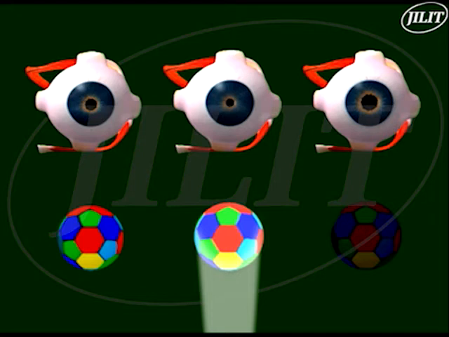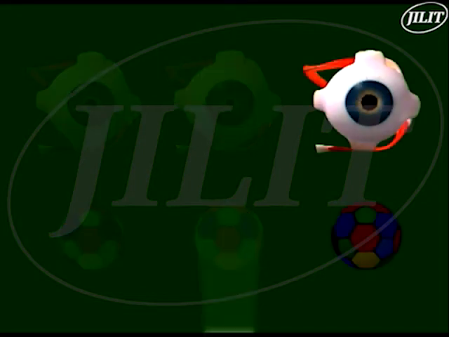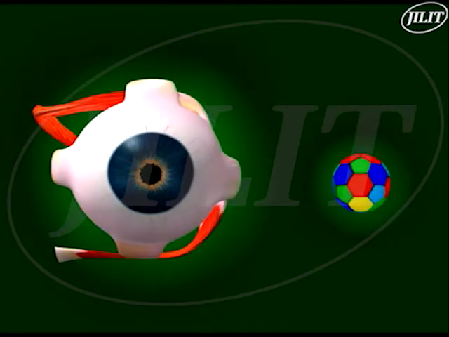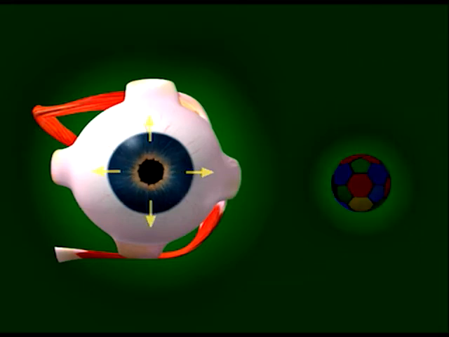The eye is able to detect the bright light as well as the dim light. If we are in bright light and try to focus on an object, the pupil will contract to reduce the amount of light that enters the eye. If the same object is kept in a dark room, the pupil will dilate to let in more light to focus on the object.